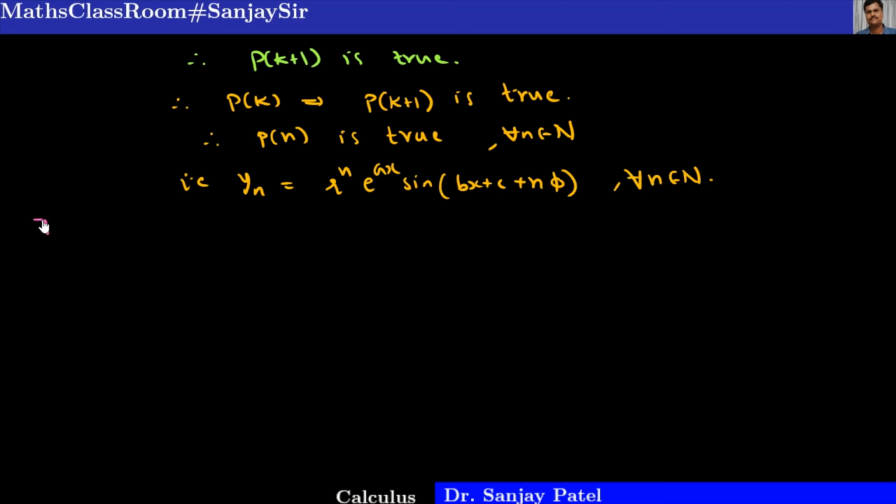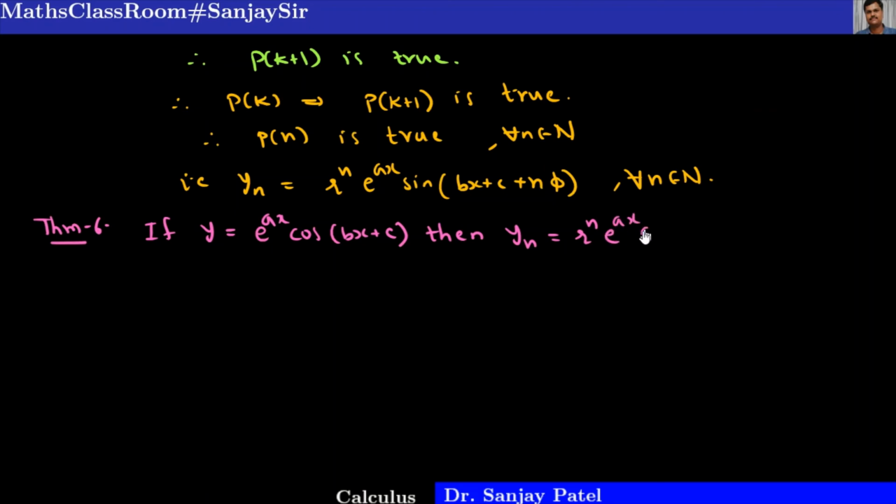So theorem number 6: if y is equal to e raised to ax into cos(bx plus c), then prove that y_n is equal to r raised to n into e raised to ax into cos(bx plus c plus n phi) for every n belonging to N, where a is equal to r cos phi, b is equal to r sin phi, and r is equal to the square root of a square plus b square.